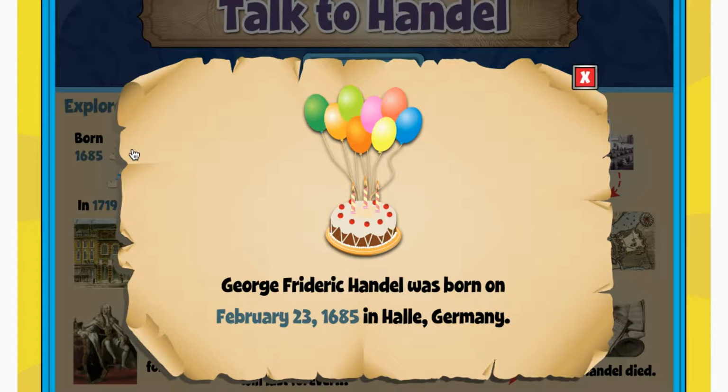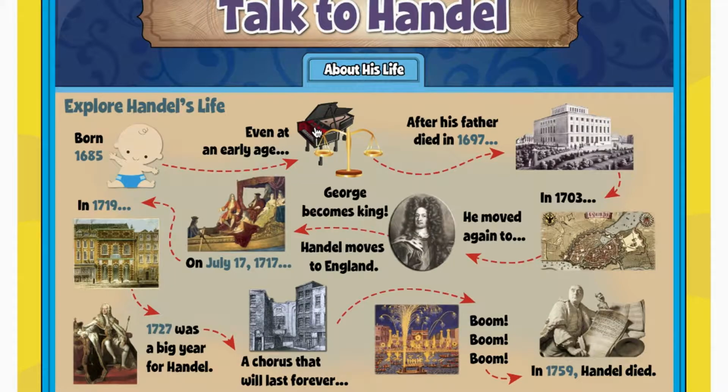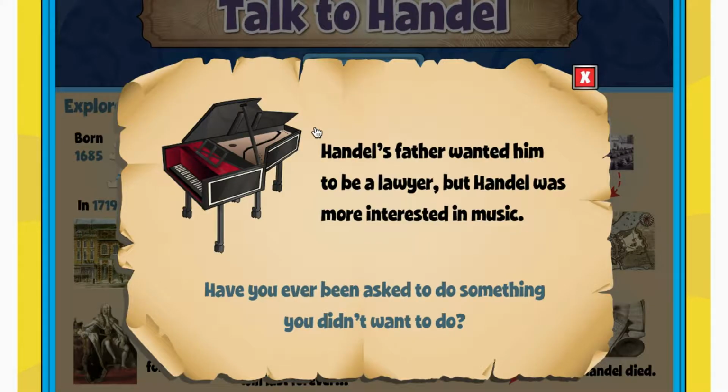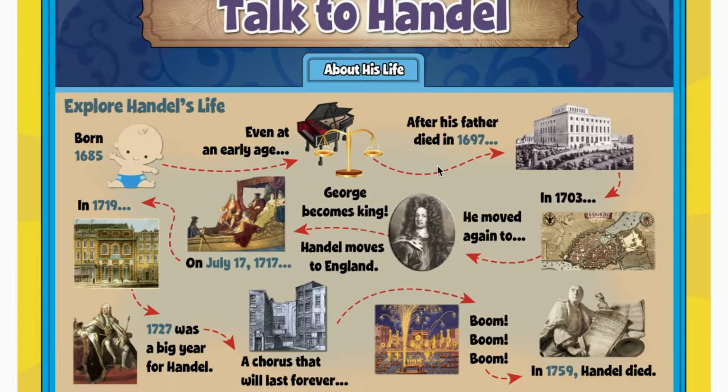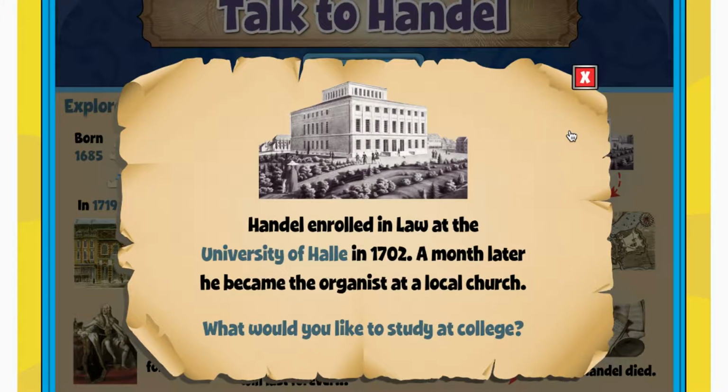Handel was born on February 23rd, 1685 in Halle, Germany. Even at an early age, Handel's father wanted him to be a lawyer, but Handel was more interested in music. After his father died in 1697, Handel enrolled in law at the University of Halle. A month later, he became the organist at a local church.